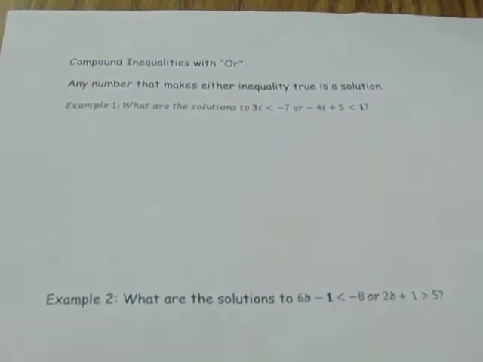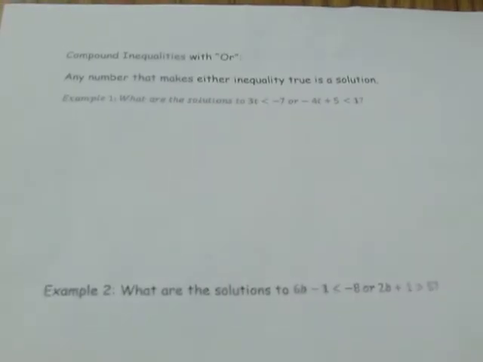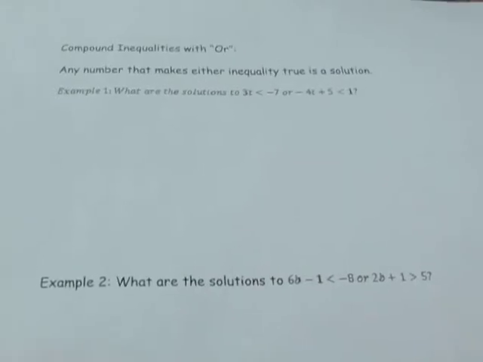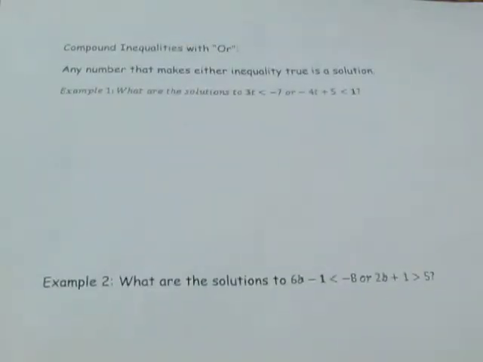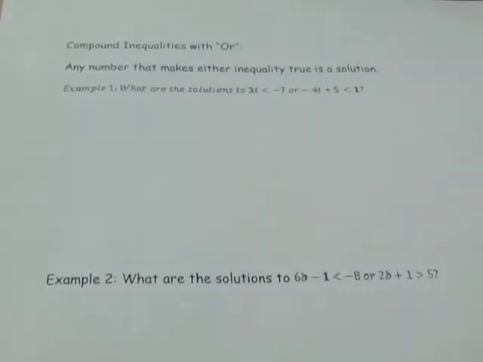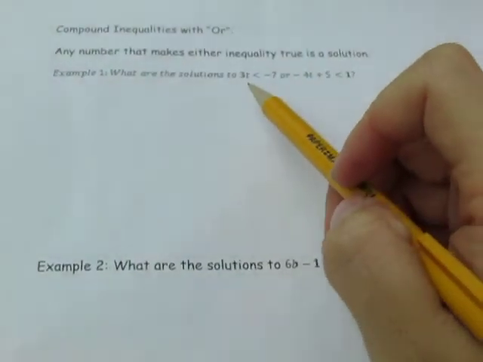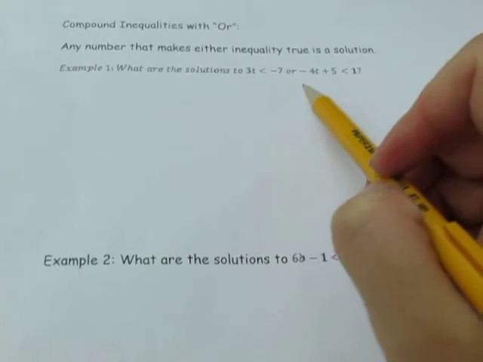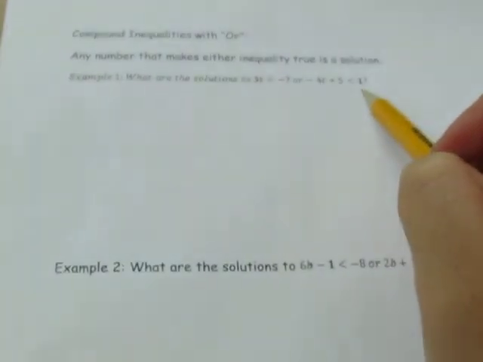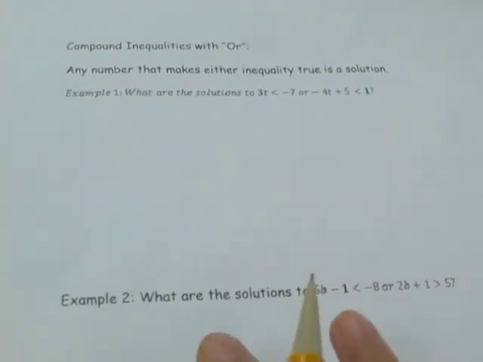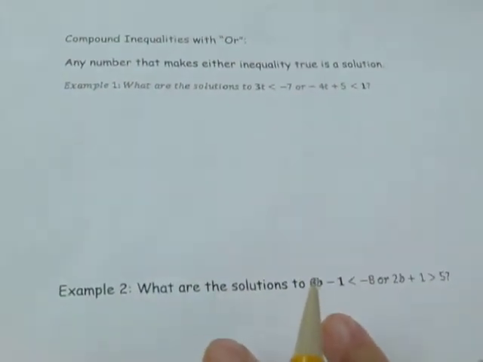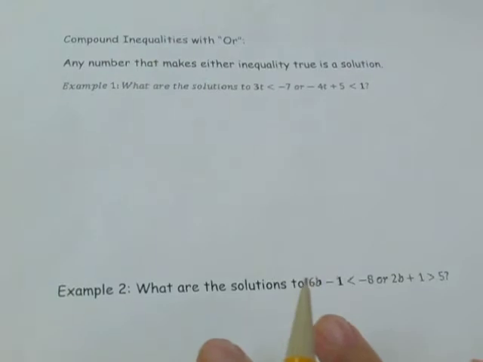So right now we are just going to work compound inequalities that are connected by the word or. Remember, any number that makes either inequality true is going to be a solution. So my first example is 3t is less than -7 or -4t plus 5 is less than 1. So solving these is super easy. I literally just have to solve both inequalities and then graph them on the same graph at the end.